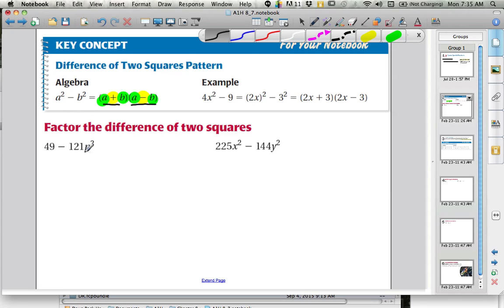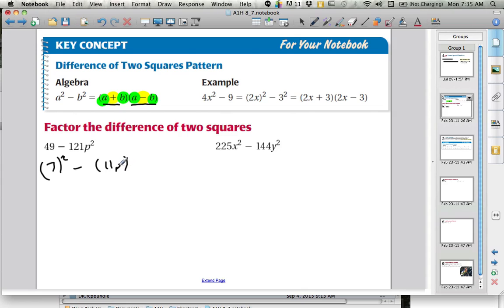Okay, so what we want to find here is identifying, well, what got squared? What got squared to make 49? Well, 49 is 7 squared. And what got squared to make 121p squared? Well, that would be 11p. So now I know what a and b are. I've got 7 minus 11p times 7 plus 11p. And this way I can factor it by recognizing the situation and then following this special pattern.